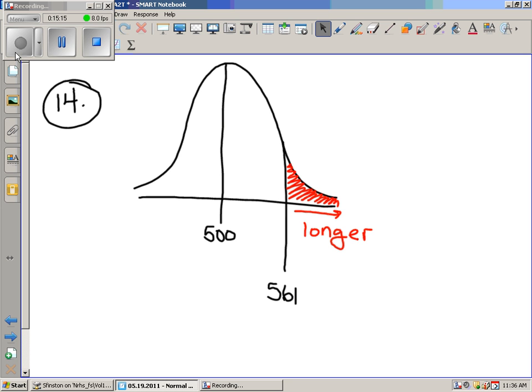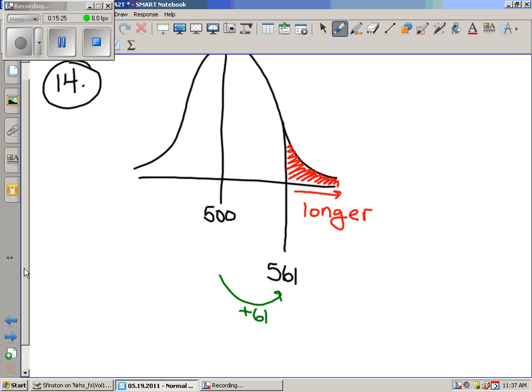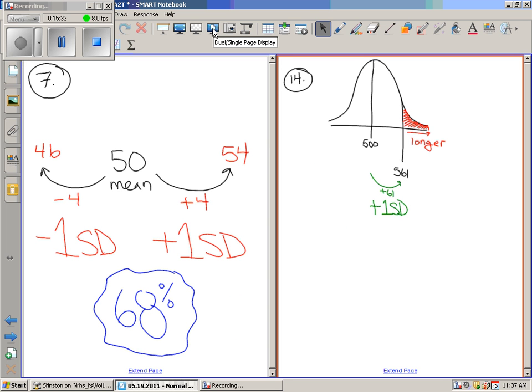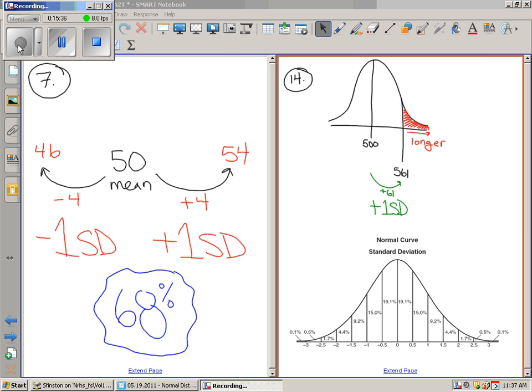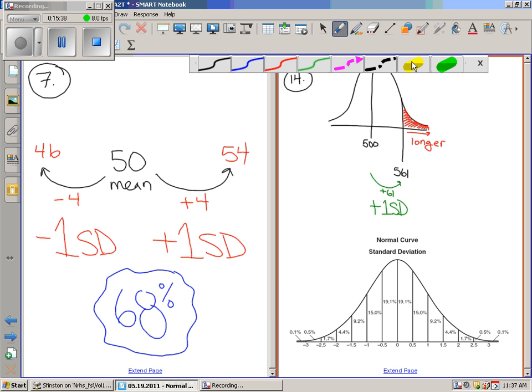So what's the distance between these two numbers? It's plus 61. And so how many standard deviations is that? It's one standard deviation. So you just go to your chart. You go one standard deviation, and you want to add all of this.